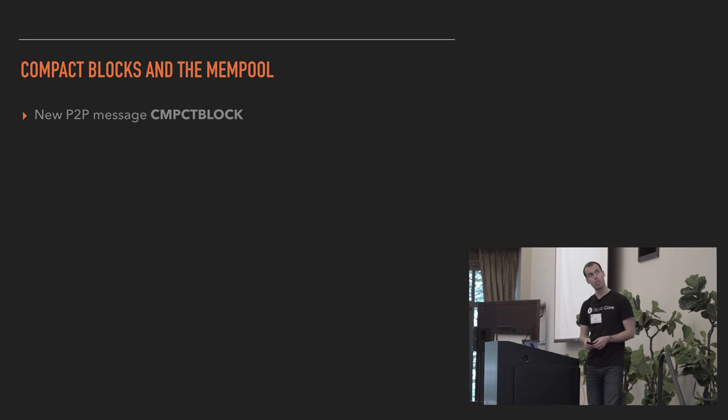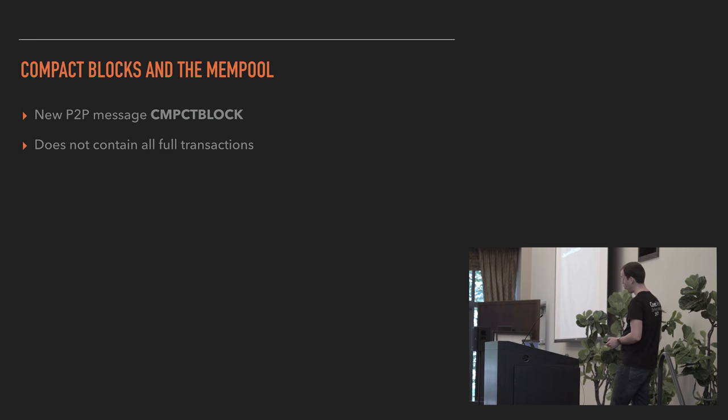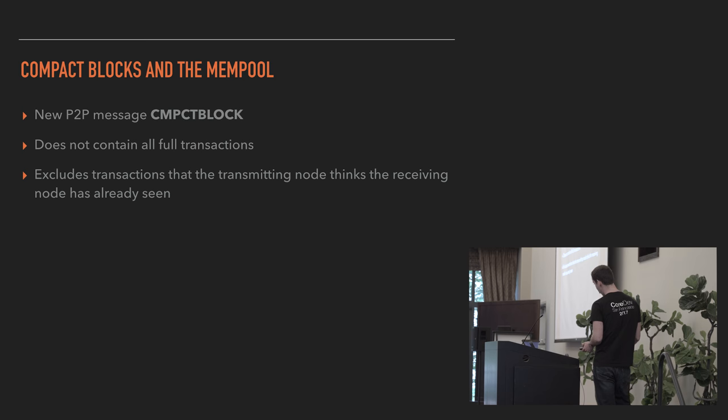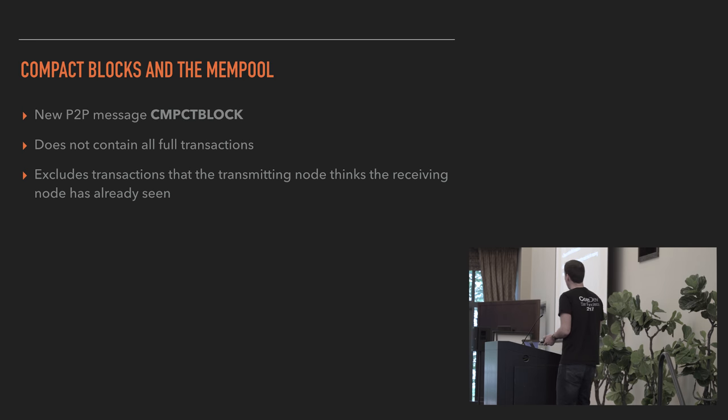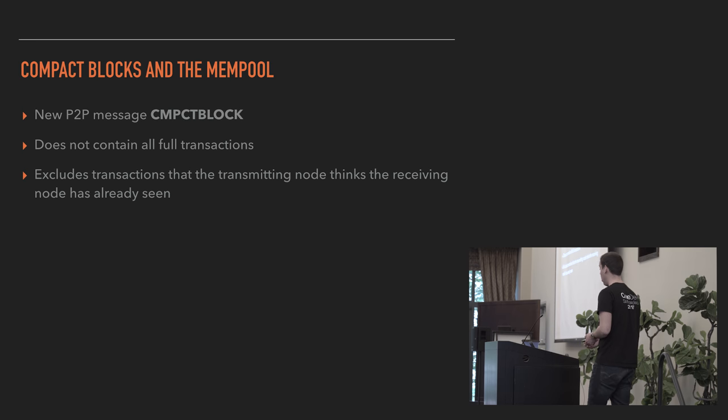So why is this interesting in terms of the mempool? Well, we receive a compact block which doesn't contain all of the full transactions. The way that works is a transmitting node thinks, oh, this receiving node already has these transactions in its mempool. It's already seen them, so I don't need to include them in a block.